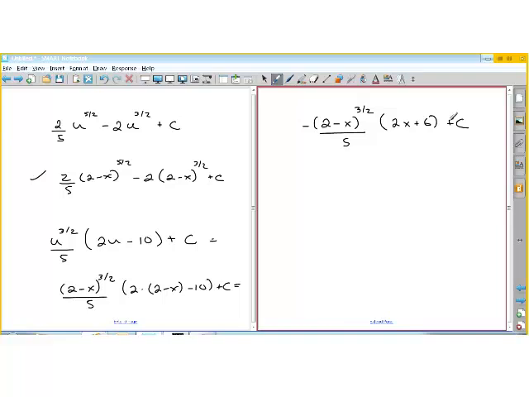So there, oh, and you could factor in another 2. Okay, so I have one more step. So there's a common factor of 2. So if I factor that, I'll get negative 2/5 times 2 minus x to the 3/2 times x plus 3. Let's see if that's what I have. Negative 2/5, 2 minus x to the 3/2, x plus 3, plus c. Okay.